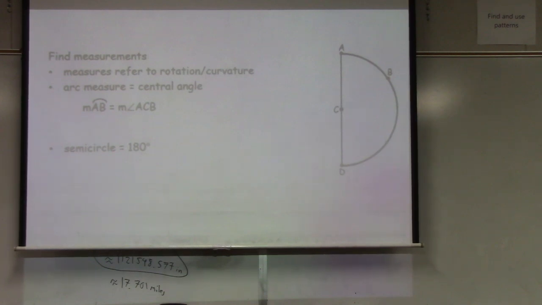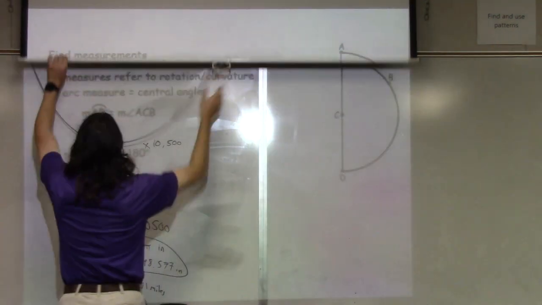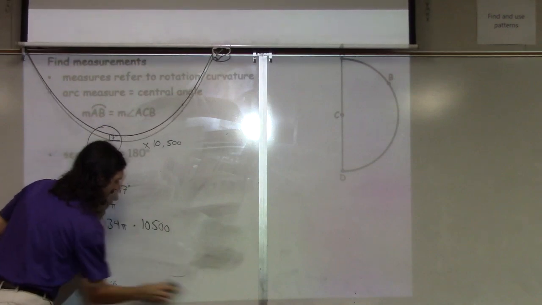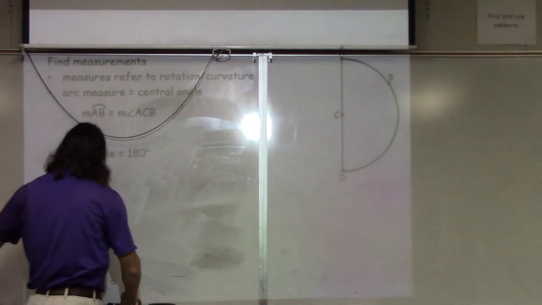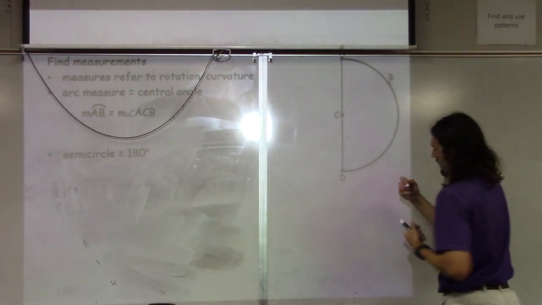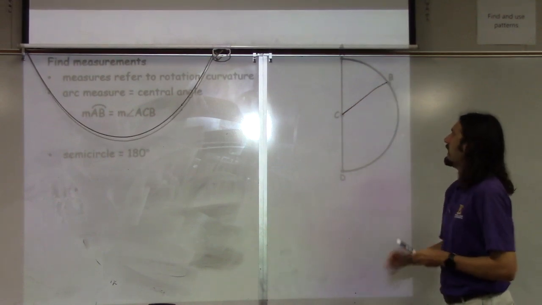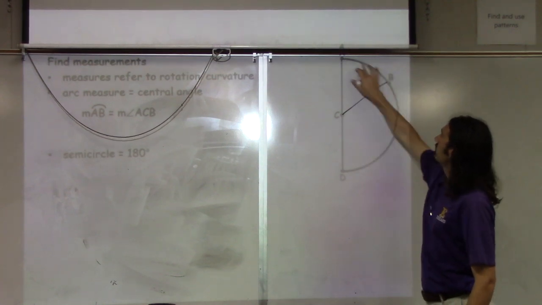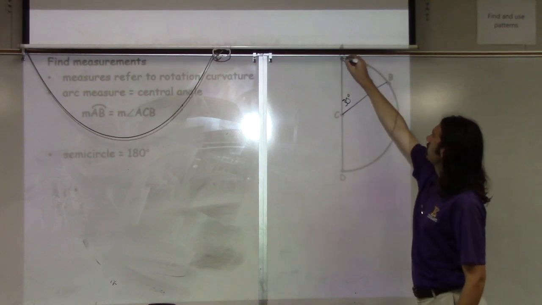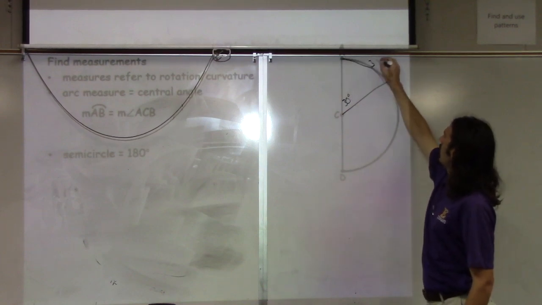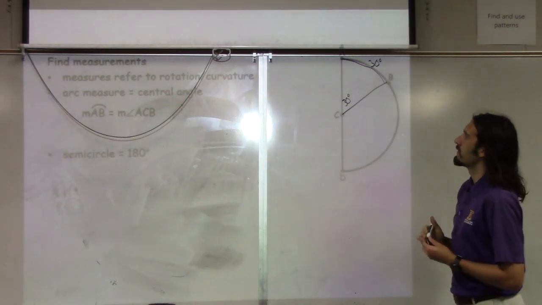The idea is that if I come over here, and there's my intercepted arc, if I want to know the arc measure right here of AB, if I come over here and I know that this is 30 degrees, well then that's saying A to B would also have a measure of 30 degrees. So it's just a direct matching between the central angle and the intercepted arc.